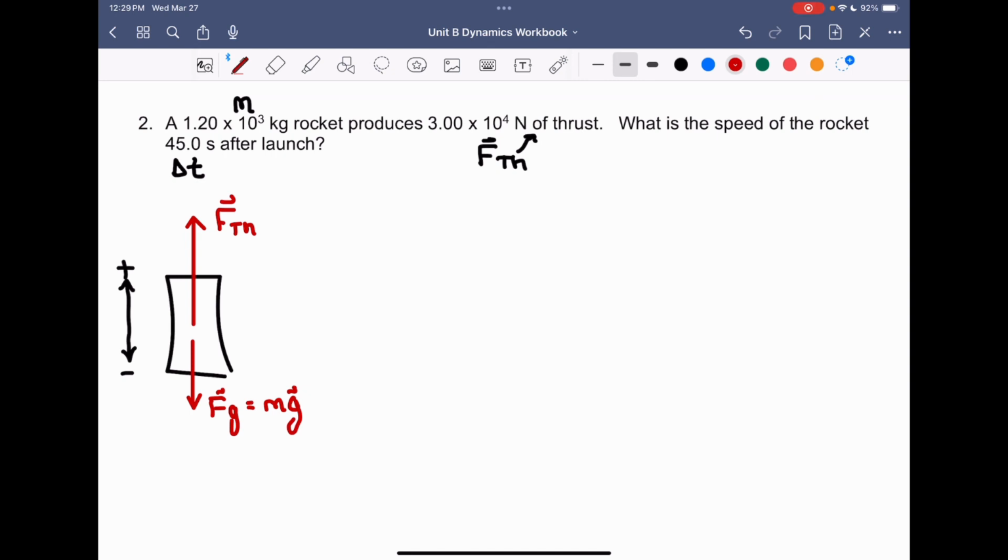Excellent. Okay. Now, we're going to break this into a couple components here. The first component is going to be to say, we need some sort of FNet statement. So for part number one, we're going to draw out our FNet statement, where FNet is equal to FTH plus Fg. Excellent, there we go. Now, we're going to make a substitution here.